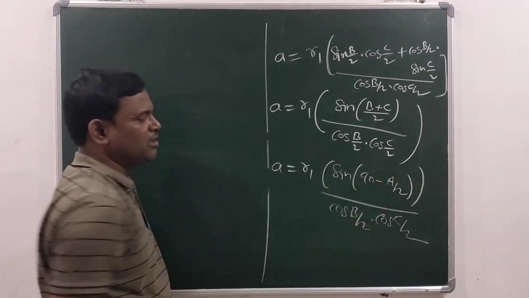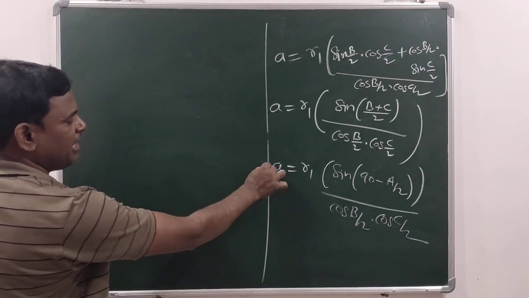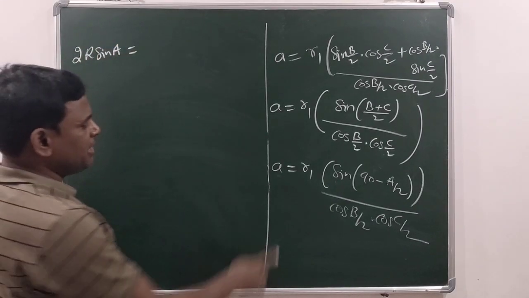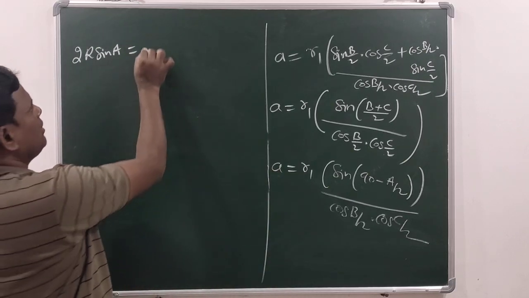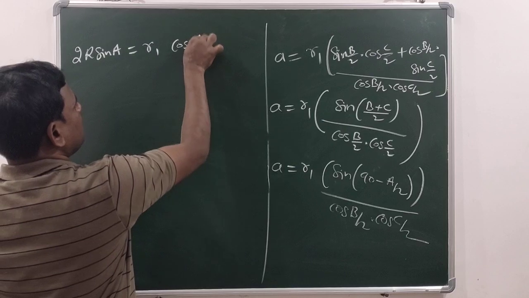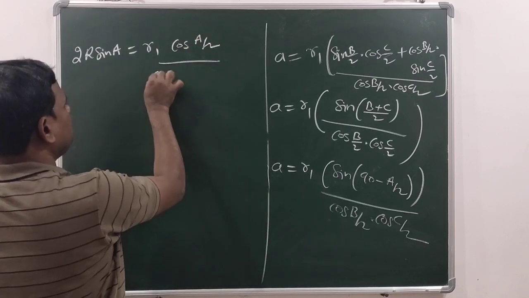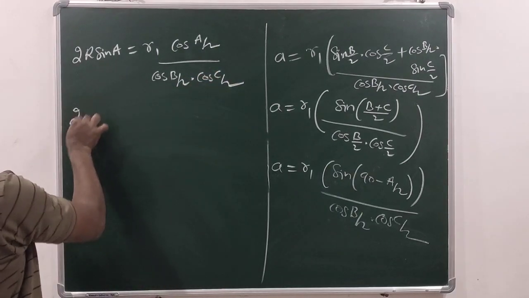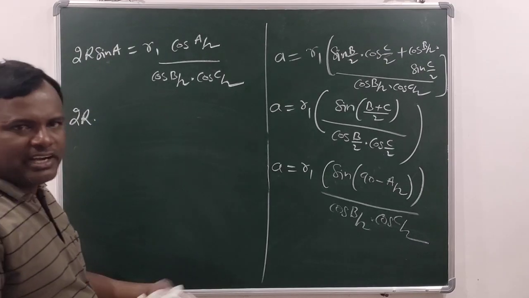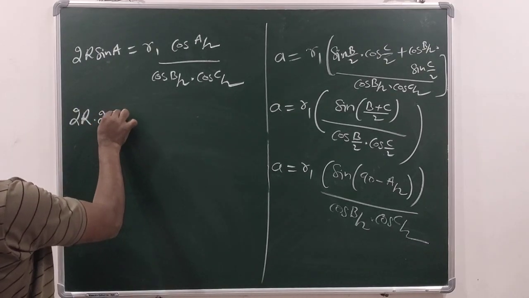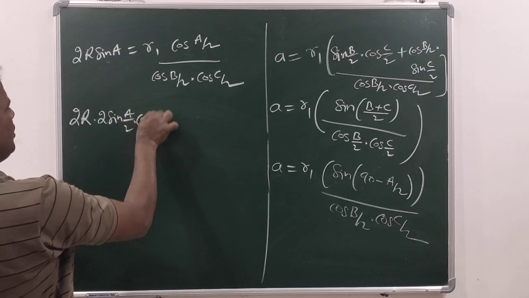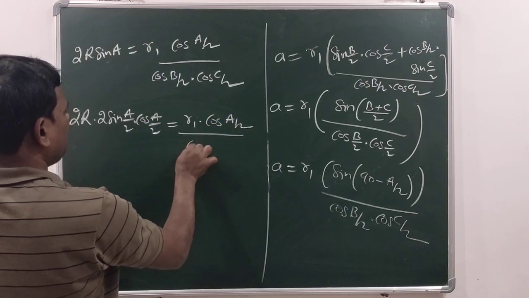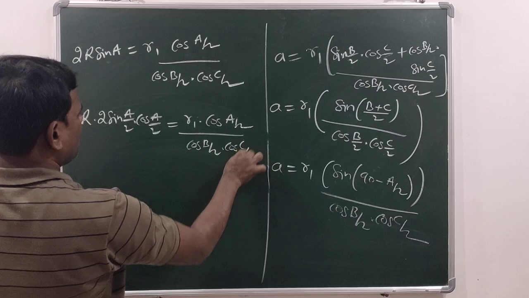Now sin(90 minus A/2) equals cos(A/2). But this a I would like to write as 2R sin A. You know the sine rule: by the sine rule, a can be written as 2R sin A. Now r1 into cos(A/2) by this cos(B/2) into cos(C/2). Here 2R, expressing sin A in terms of submultiples, you will get 2 sin(A/2) cos(A/2), which is equal to r1 into cos(A/2) by cos(B/2) into cos(C/2).